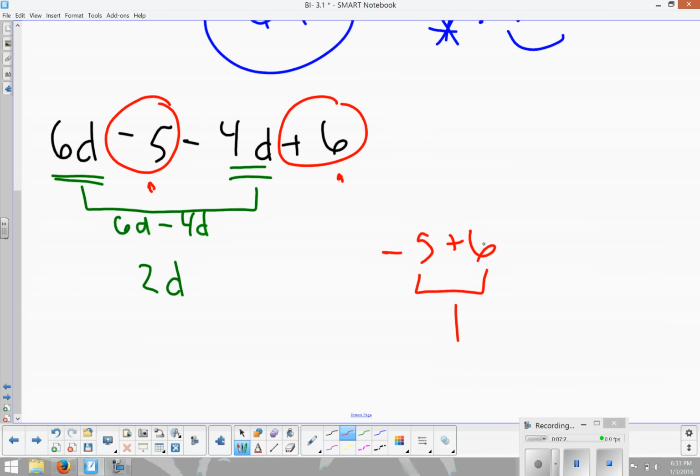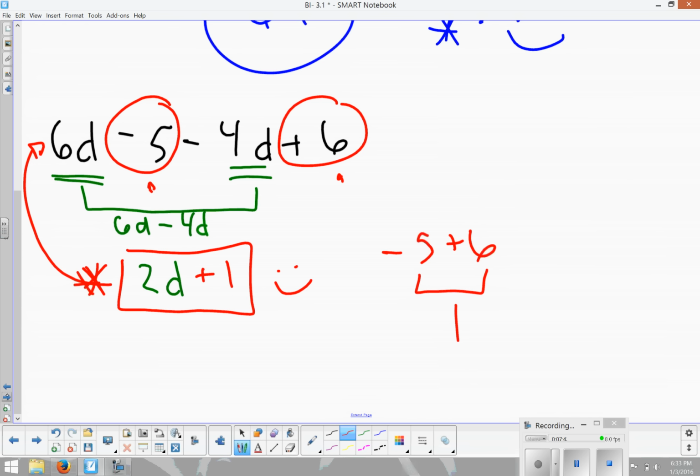Carry the sign of the larger, that is a positive. Now, since this is a positive 1, all I need to do is put that here, and we have 2d plus 1. That is simplifying the problem above, and that makes this a lot simpler to have than to solve that long problem. So this would be the short version.